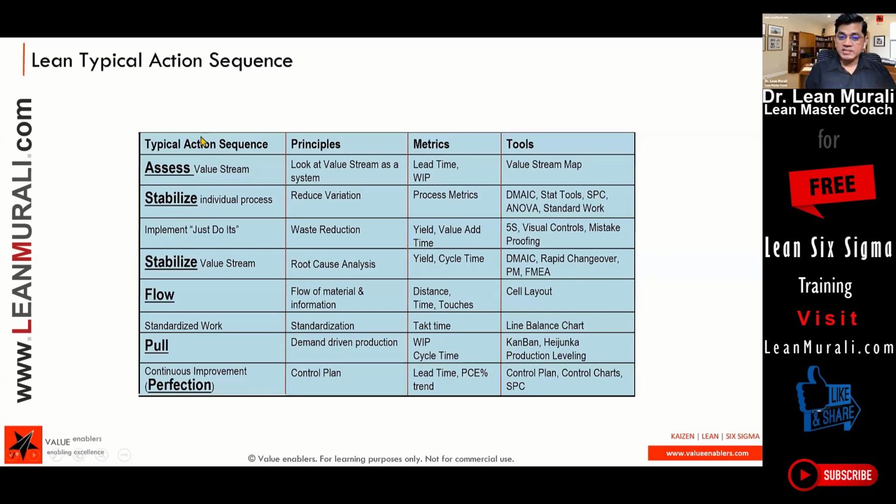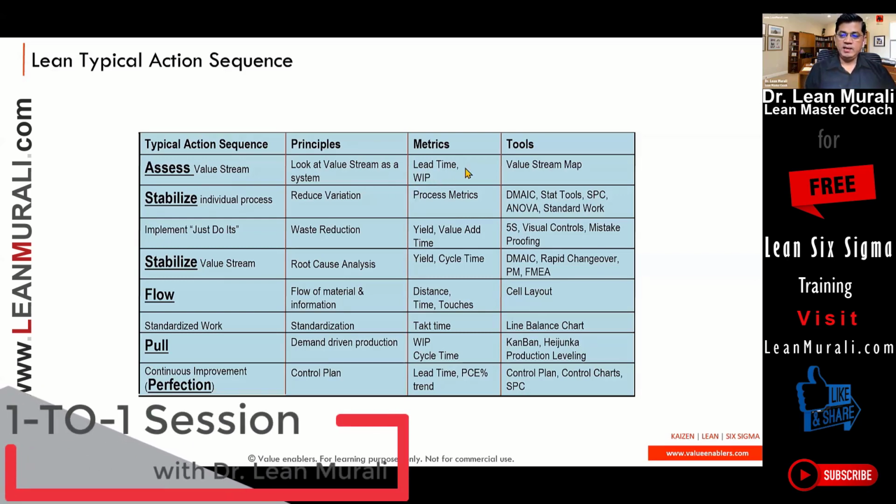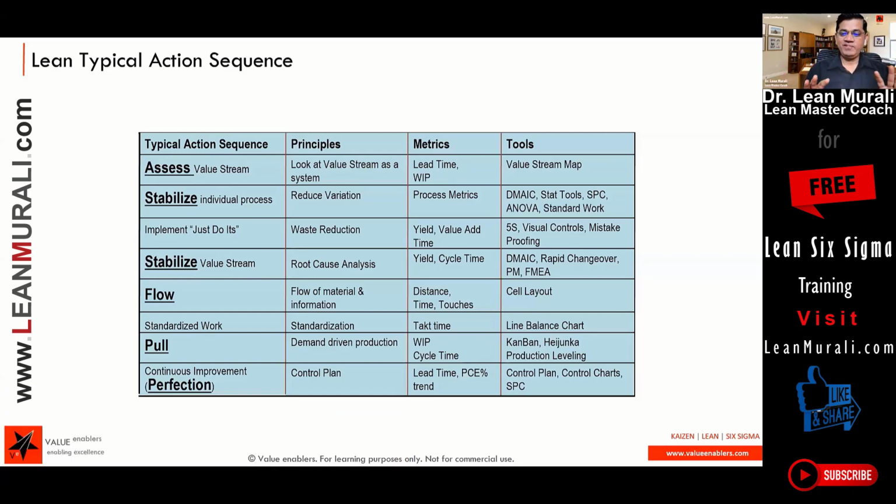Now the metrics during the assessment of the value stream are lead time and WIP. Please understand. Lead time is what? Start to finish. That's a simple definition we'll give, but where to start, where to finish, which time, is something we will know. So start to finish, how much time does it take? Pizza start to pizza finish. In between, how much inventory is lying, work in progress, WIP. So the tool that we will use in this is value stream mapping.